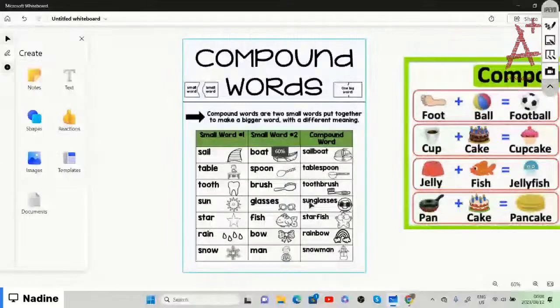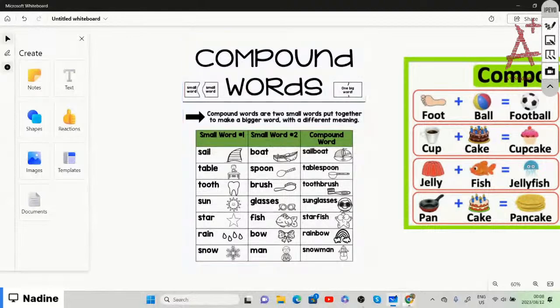So that is but a few examples of compound words. It is two smaller words that we put together to make one bigger word, and that one bigger word has a different meaning. We call that a compound word. It is the two words put together to make one bigger word.